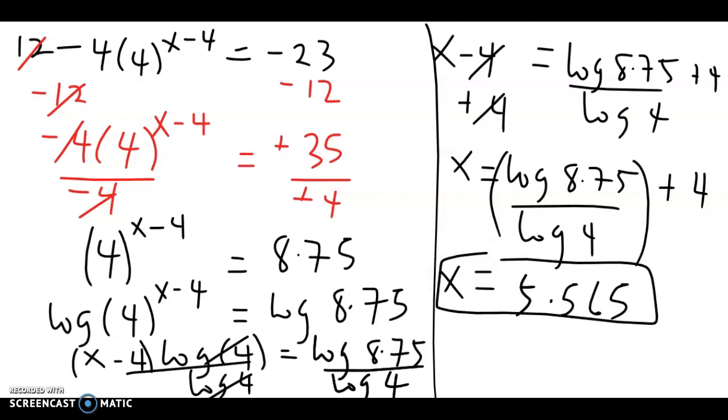Now if you want to double check, if you want to make sure your answer is correct, you want to plug x into the original equation. So wherever you see x in this original equation, you plug in 5.565, and you're going to have negative 23 on both sides of the equation, and that should tell you your answer is right.